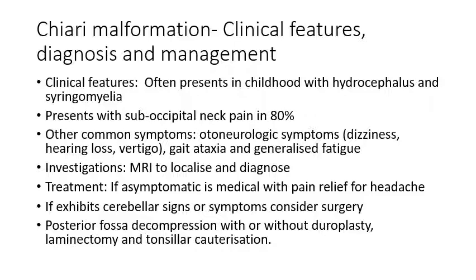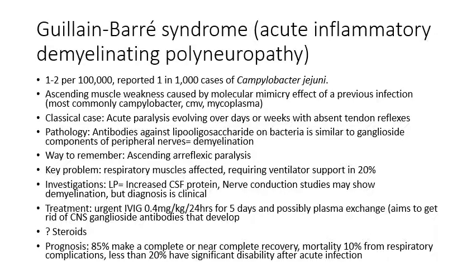The prime investigation, as we've just shown in the previous slide, is an MRI to localize and diagnose it. The main treatment is surgical, and this would be a posterior fossa decompression operation. So what you would do here is surgically open up the back of the neck to access the tonsils, and then decompress the CSF blockage. And you can use things like a duroplasty, and you can also use a bony plate to seal off the decompression, and you can also use a laminectomy as well.